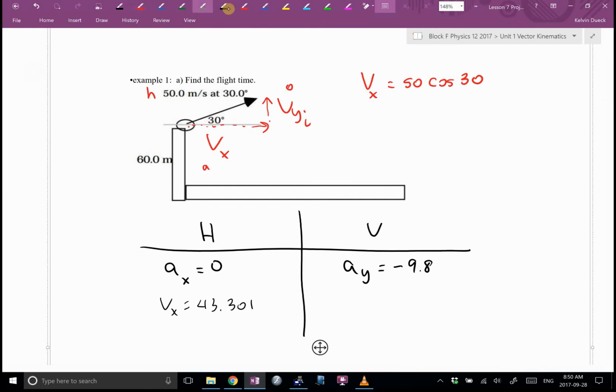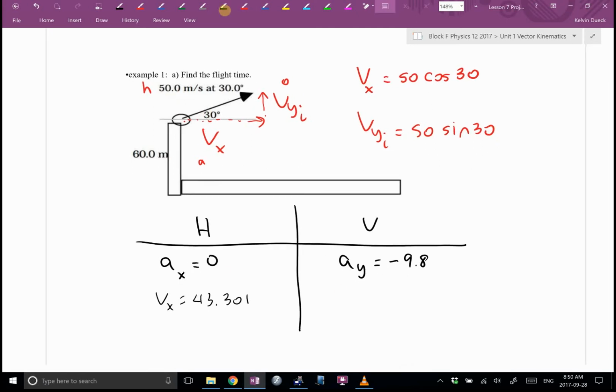Vy, which trig function? And this is exactly 25, yes? I know sine of 30 is 0.5. I know cos of 30 is 0.866. So I can say Vy initial is 25 even. If it didn't work out evenly, then I'd carry extra sig figs.